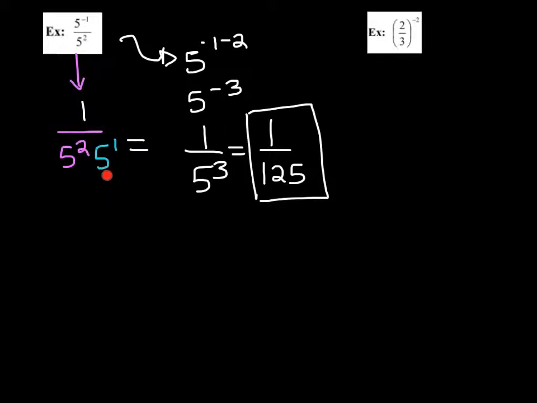5 to the second times 5 to the first. Because they're being multiplied, you're allowed to add the exponents. Same final answer. On the next example, I'm going to first get rid of the parentheses by raising everything to the power. Now I don't know actually how to raise something to a negative power, so I'm just going to show that I'm doing it.